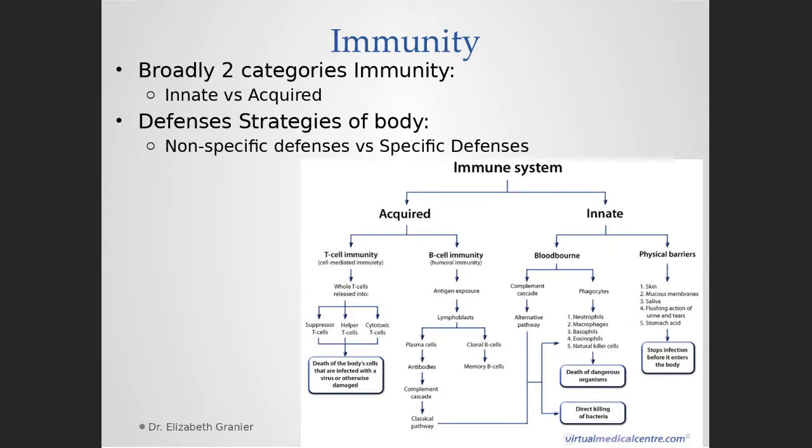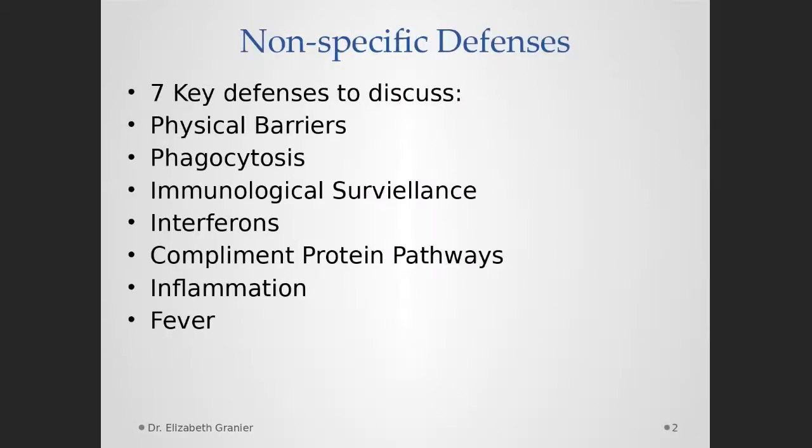Okay, so we are going to talk about our non-specific immune system, which is a part of this acquired immune system, or adaptive immune system. And here's the list of 7 key defenses that are part of the non-specific immune system. The first one is that we have physical barriers.